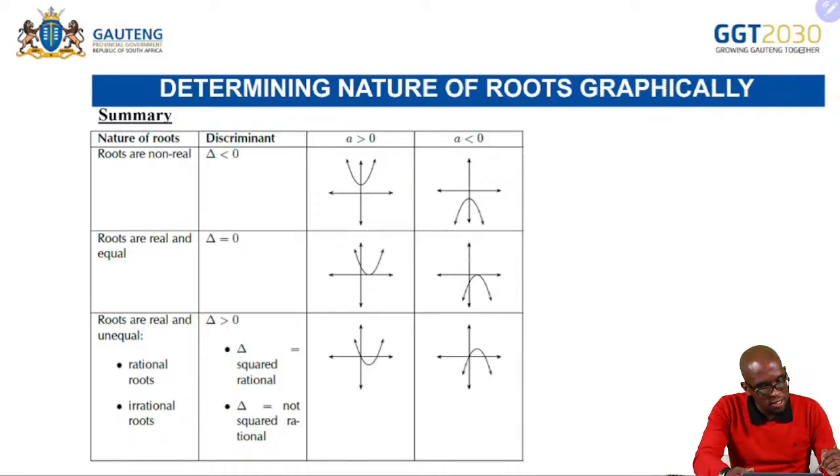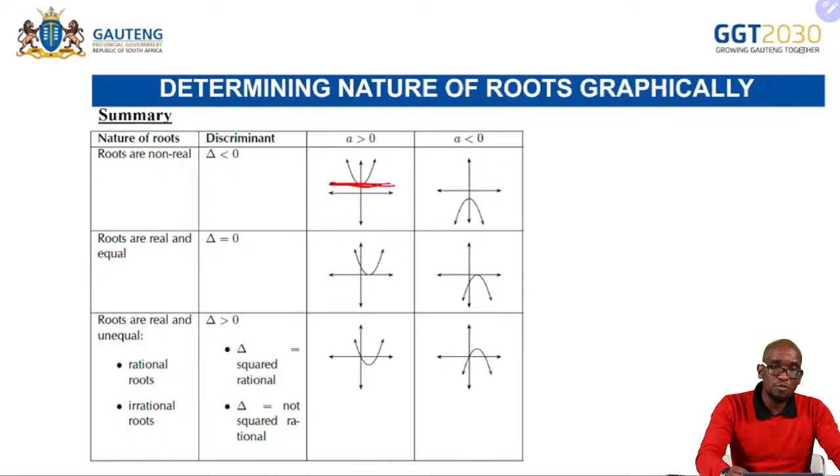Now, if you check the first graph here, I'm going to focus on the turning point. If you look at the turning point of the first graph, it does not touch the x-axis. So we say that this graph exhibits non-real roots, because there is nowhere in the graph where the graph cuts the x-axis. So we say it has no roots. That is for a concave up graph. You can still do the same for a concave downwards graph.